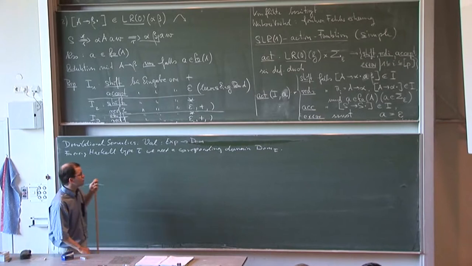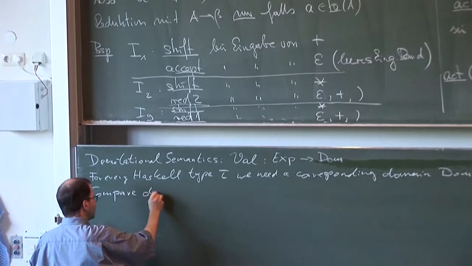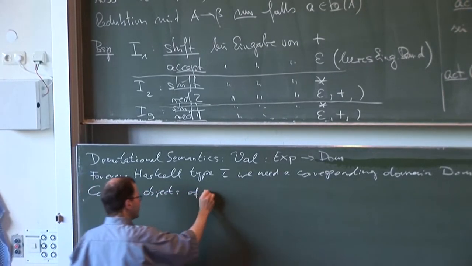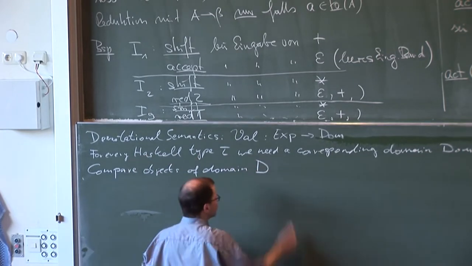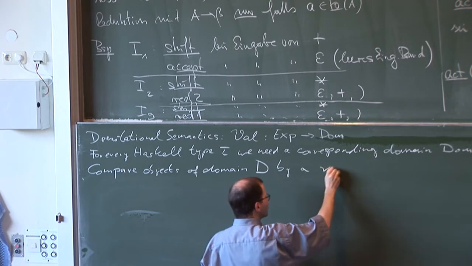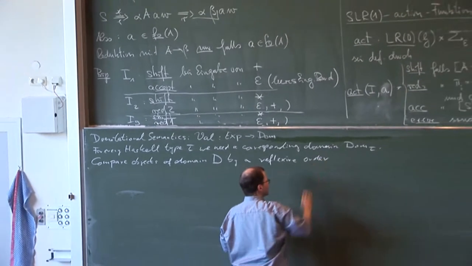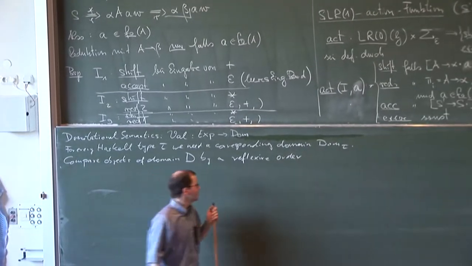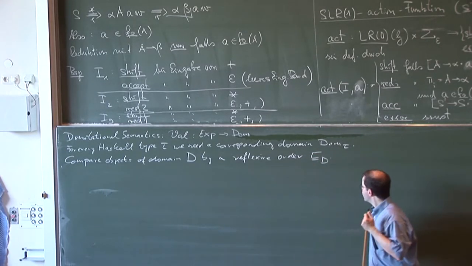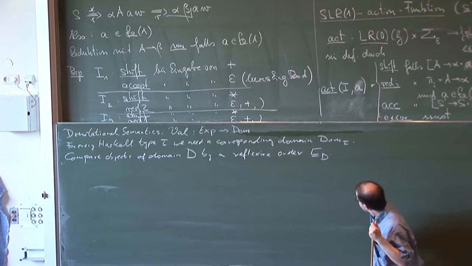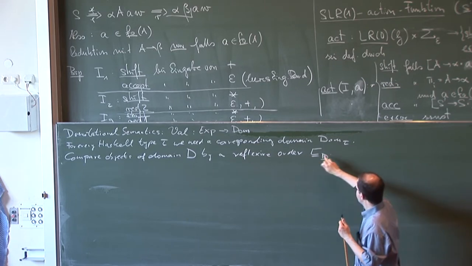In order to compare these objects we need a relation, to compare objects of such domains. So of a domain D, we compare the objects by a relation, and this relation is a reflexive order, or ordering. Sometimes we write order, sometimes ordering, that's the same. We denote it by the square subset equal sign. This means an object which stands here is less defined or equal than an object which stands here.